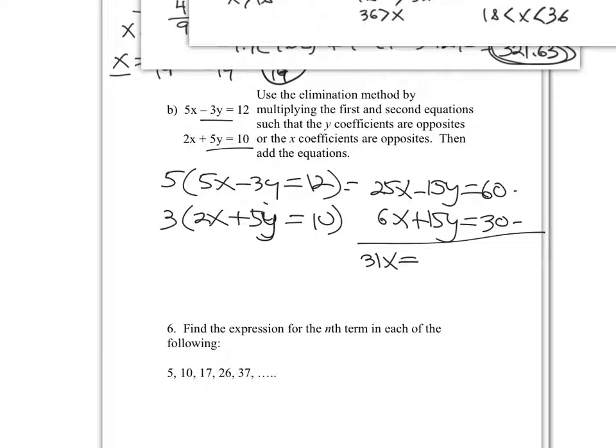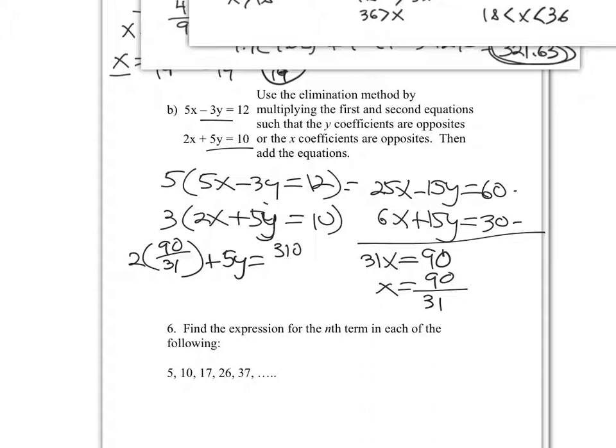We wanted to be able to have our equation in terms of one variable only. So we're going to end up with 25x plus 6x, or 31x, is equal to 60 plus 30 is equal to 90. So x, therefore, is equal to 90 over 31. So now we can plug that back in and say that, for example, 2 times 90 over 31 plus 5y is equal to 10. And we're going to re-express 10 as 310 over 31.